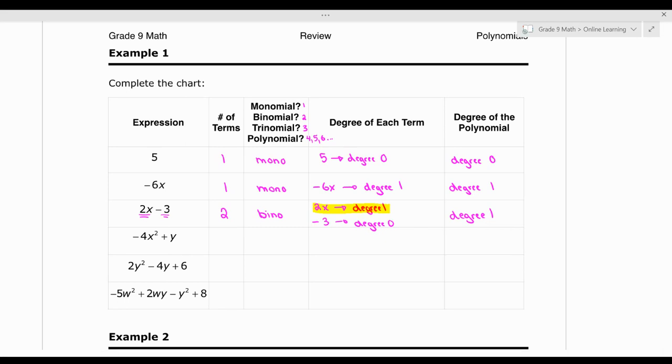Okay, the next one, I will just fill it all in, and then I'll show you my answers. Okay, so for the next one, 2 terms. This is your first term, this is your second term, which means it's binomial. Then the first term, highest power is a 2, so it's second degree. The second term, there's no number there. Keep in mind that means there's a 1, so it's degree 1. But in terms of degree of this polynomial, you have to take the highest, so we would call it a second degree polynomial.